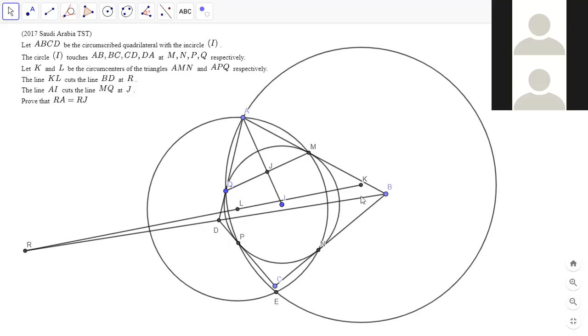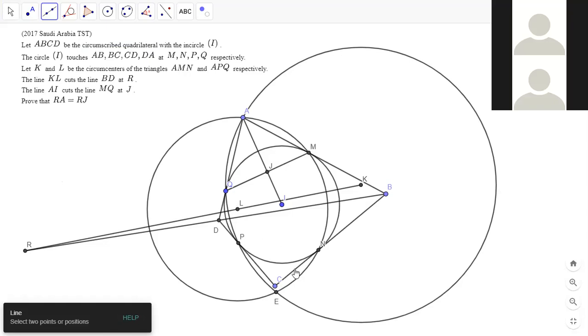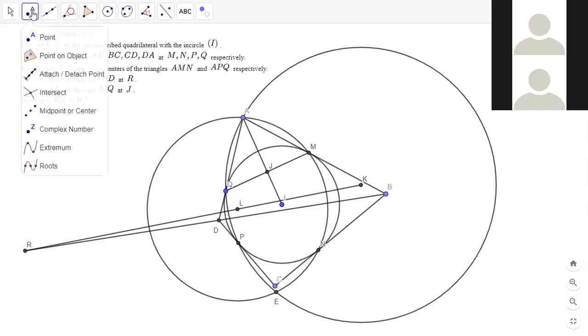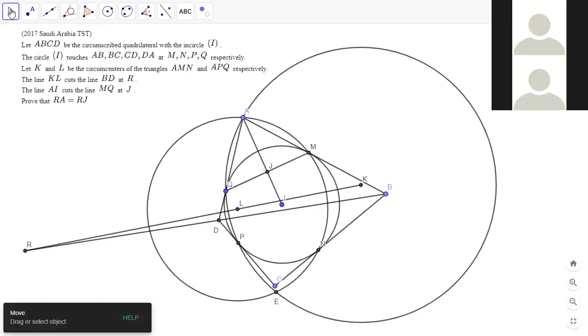So I wonder if we let AD meet BC and AB meet CD, and we connect those two, I wonder if R lies on that. So maybe it's also worth letting, oh, actually, never mind. So J lies on the polar of A. Label the intersection, unhide the circle.